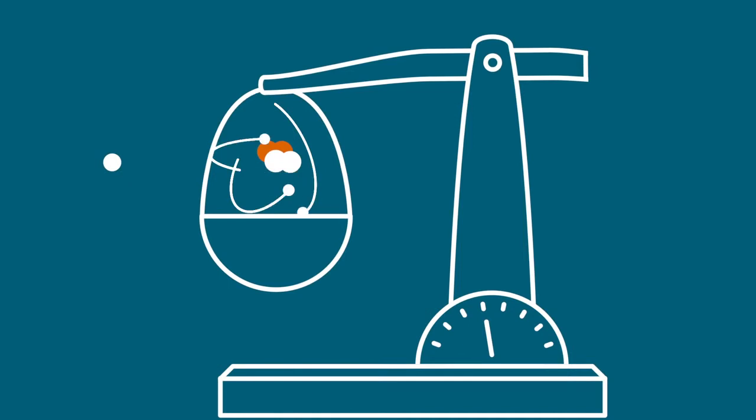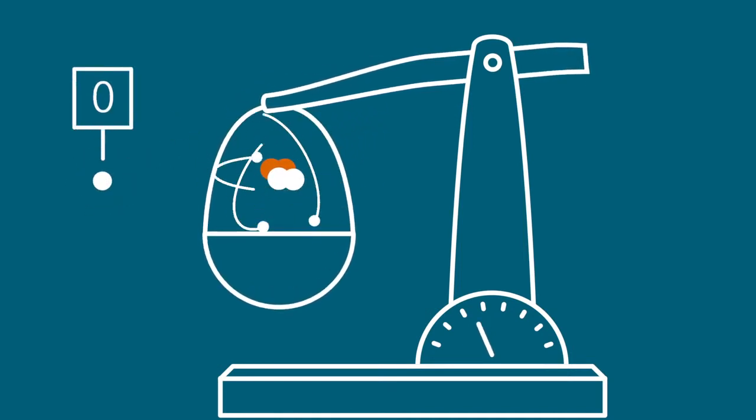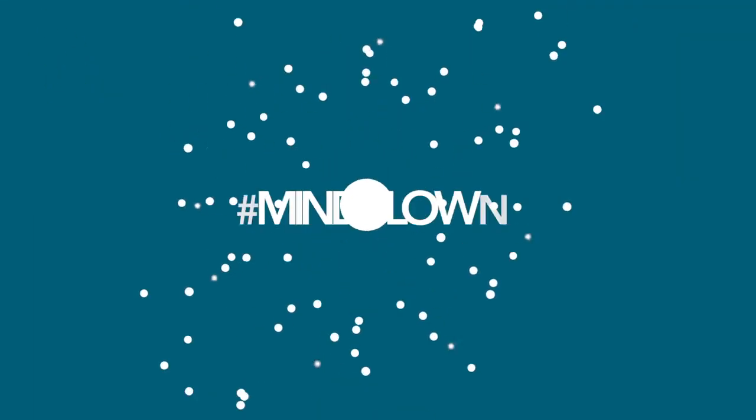However, even with no mass, photons can still add mass to a system. If an atom absorbs a photon, for example, the atom gets just a bit more mass, even though the photon itself has no mass, and that's just kind of mind-blowing.